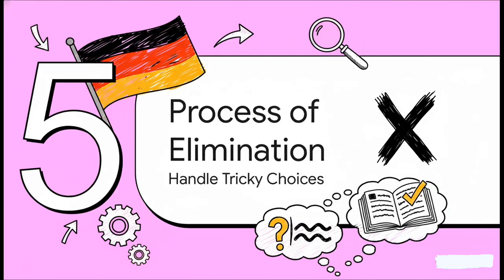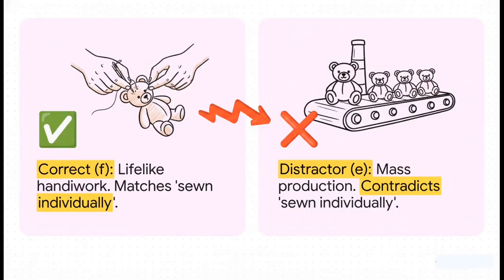Okay, now for the pro move, the process of elimination. This is what you do when you're stuck, when maybe 2 headlines seem like they could fit. This is how you defeat those tricky distractors. The secret is to look for something that proves one option is wrong. So for text 1, maybe heading E, mass production of stuffed animals, also seemed possible. But wait, the text specifically says the toys are sewn individually. That is the literal opposite of mass production. That one little detail proves that E is a distractor, which makes us 100% confident that F is the right answer.